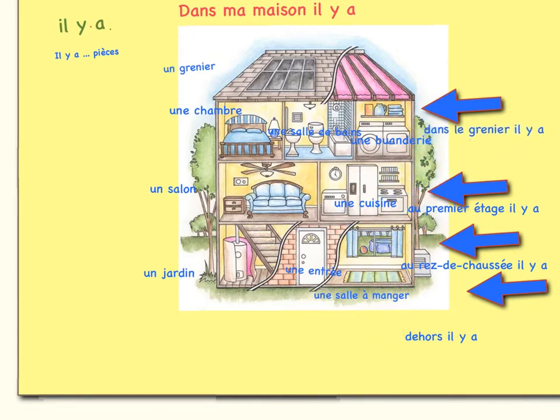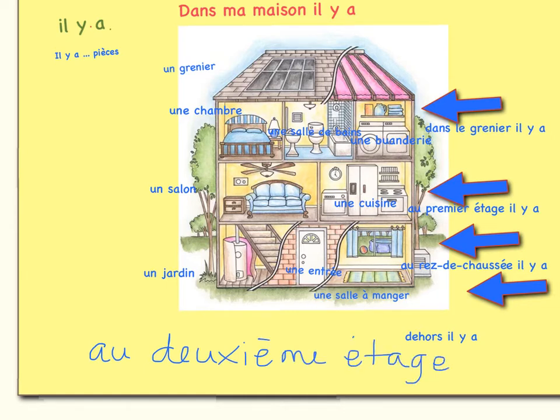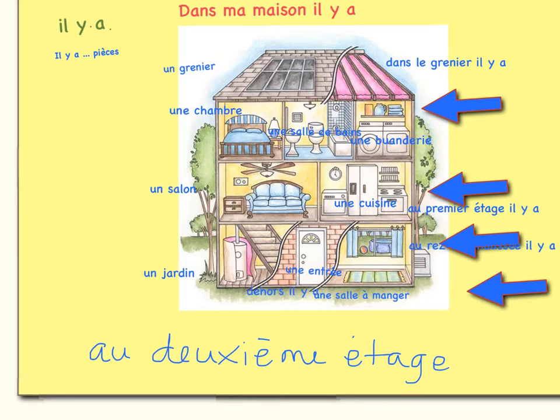And it's not quite the attic, but we'll pretend it is. Dans le grenier, il y a. In the attic, there is. Or you could say au deuxième étage. This is written like this. Au deuxième étage. And that means on the second floor. And then we can move dans le grenier up to the top. And also there is outside, there is dehors, il y a un jardin. Outside there is a garden.